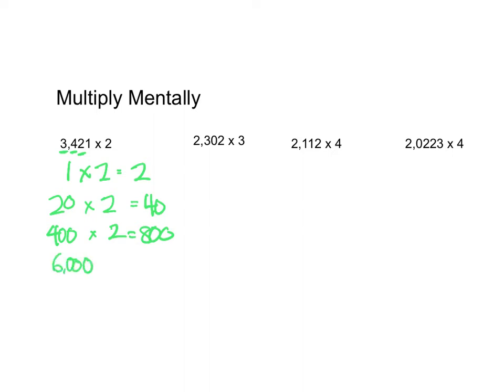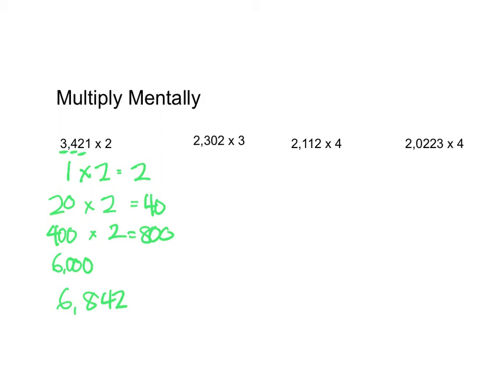We're going to start with the ones. So we'll start with 1 times 2, and we know that equals 2. Then we'll go to our tens, which is 20 times 2 here, which is 40. Go to our hundreds. 400 times 2 is 800. And then 3,000 times 2 is 6,000. If we add those together, then we get the answer 6,842. So that's a pretty quick and easy way to multiply.